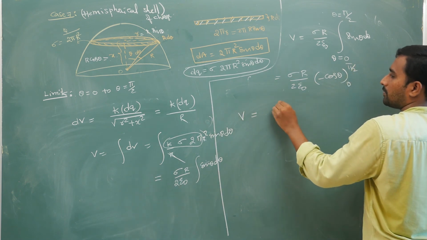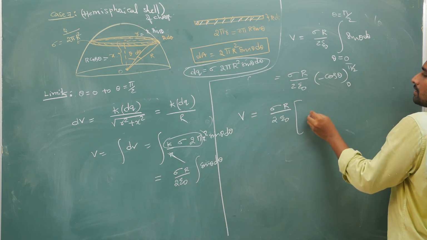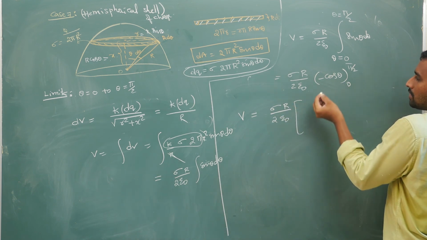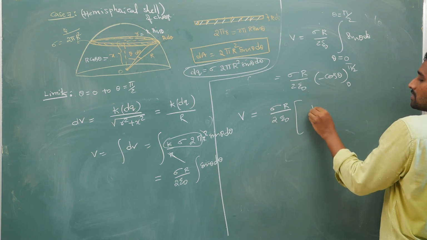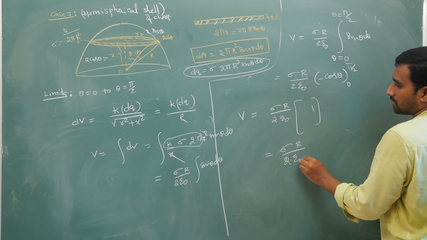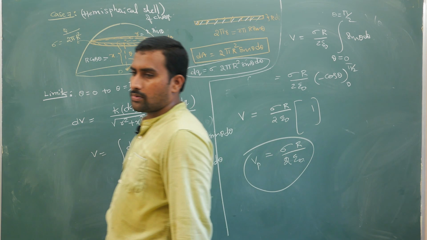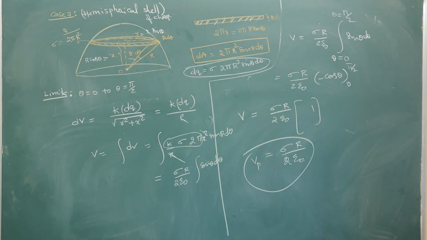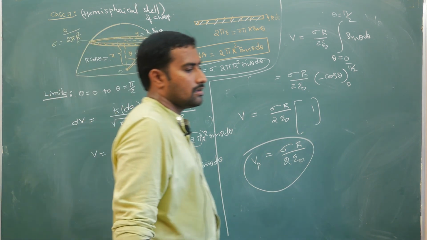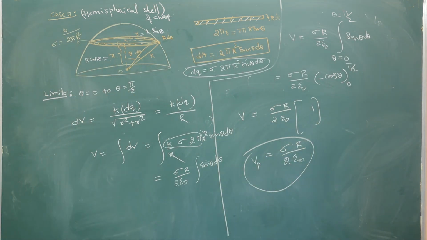So your total potential is sigma r by 2 epsilon naught times, minus cos 90 is 0, minus of minus cos 0 is 1, so your potential is exactly equal to sigma r by 2 epsilon naught. Okay, so like this you can calculate the potential. So this is your 7th case, hemispherical shell. Hope you have understood it and there is no doubt.